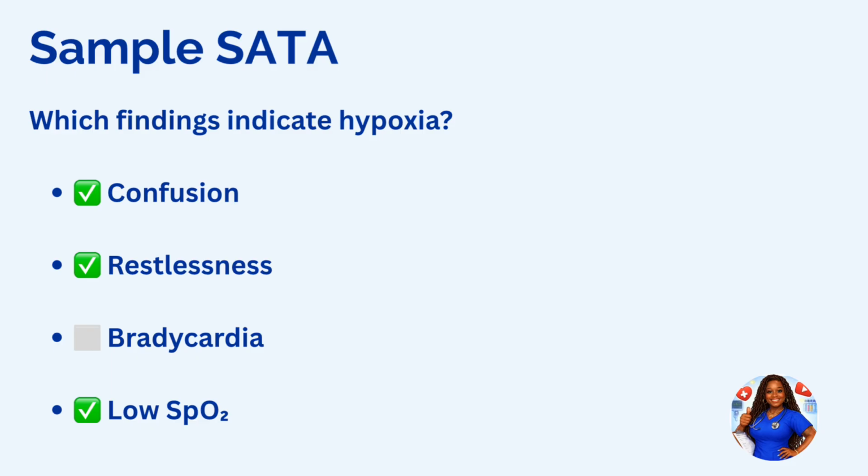Here's your takeaway. Early hypoxia equals restless, confused, tachycardic. Late hypoxia equals bradycardia, cyanosis, and decreased LOC. Select all that apply questions reward you for understanding the pattern, not memorizing random symptoms. Think physiology, think compensation, and you'll get these right.